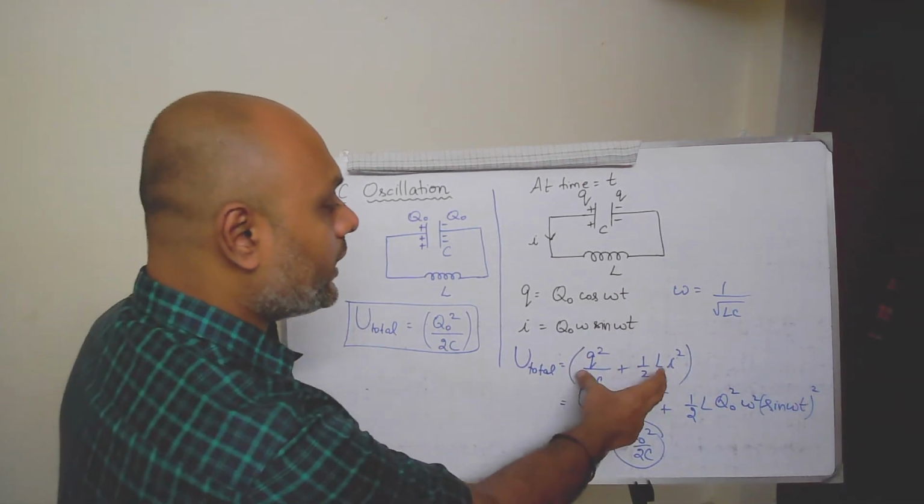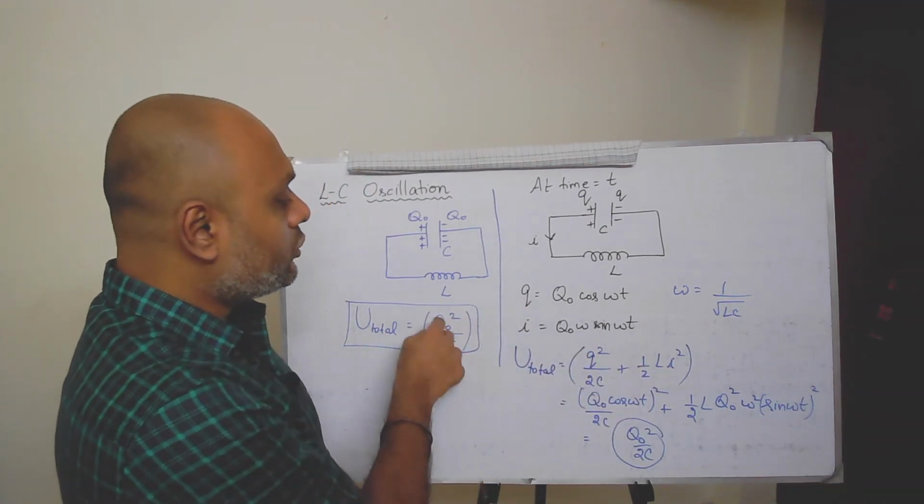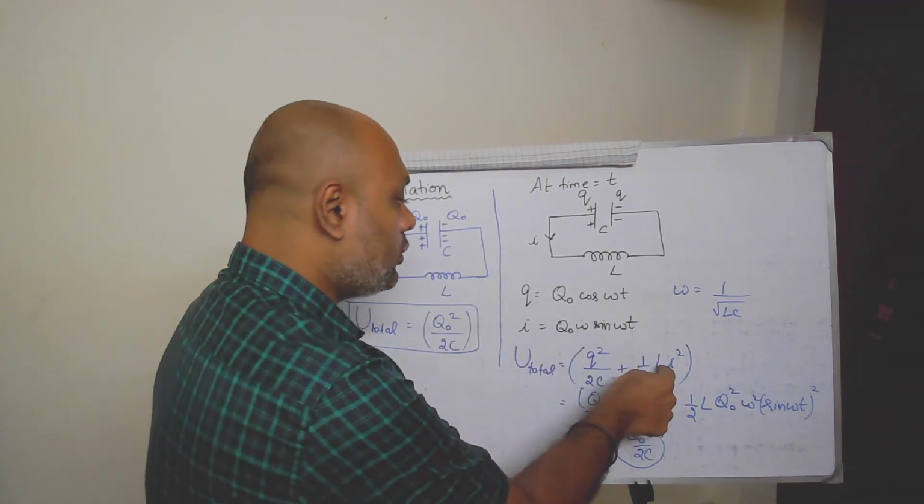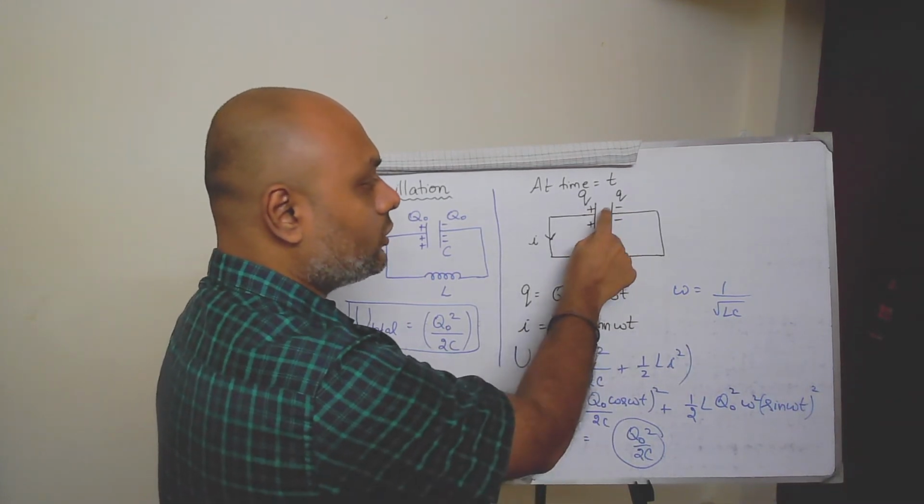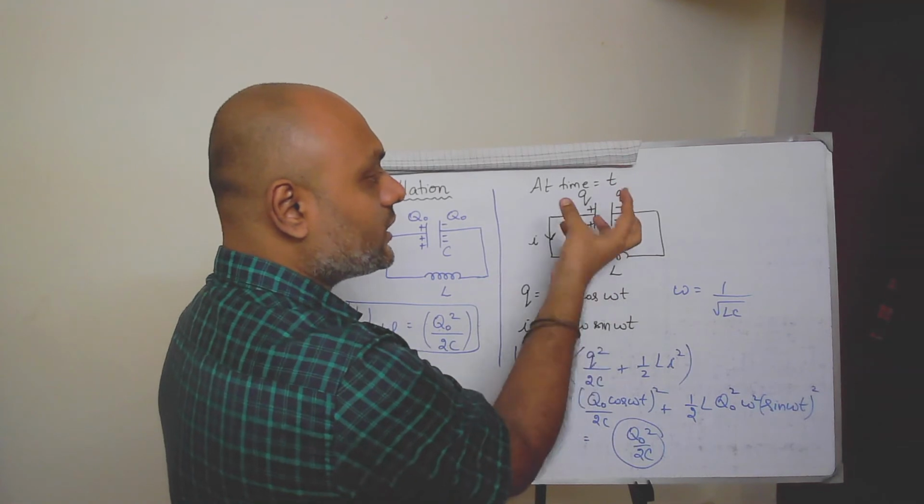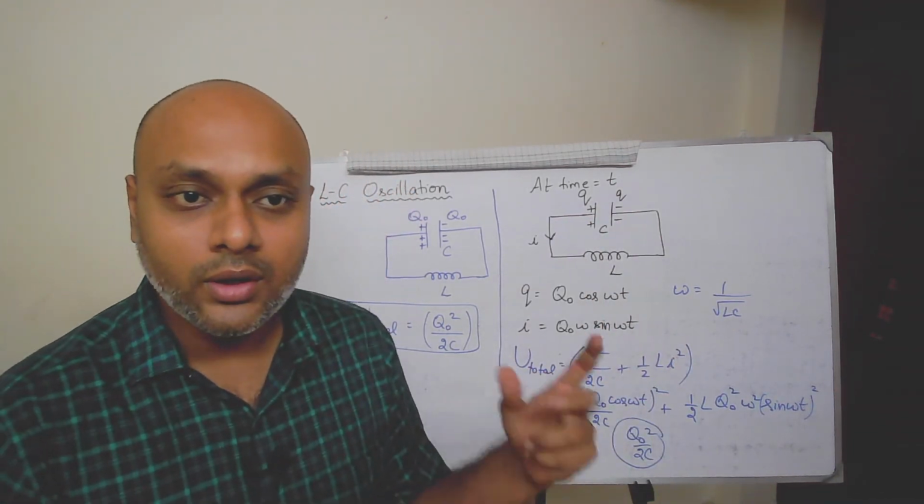So you will equate Q square by 2C plus half Li square with the initial energy, where you know Q naught, you know L value, you know C value, and Q value also they are giving. They are asking you to find out when Q on the capacitor is a particular value, how much is the current. So you can equate the energies and find out the current value.